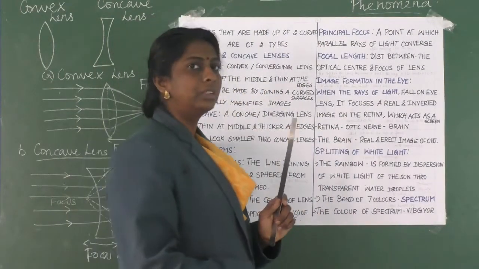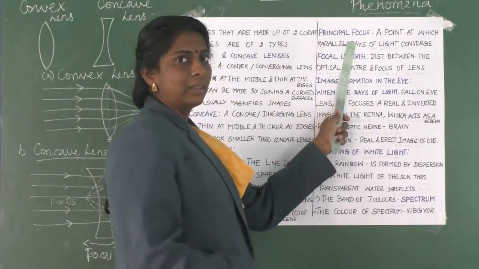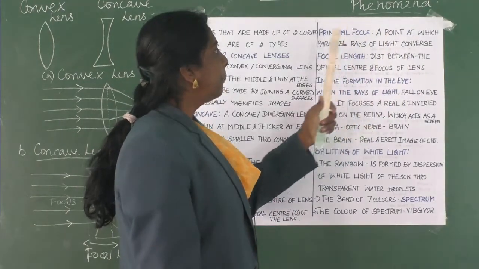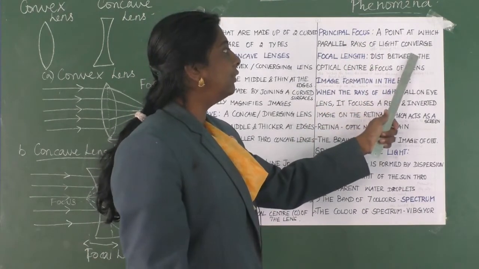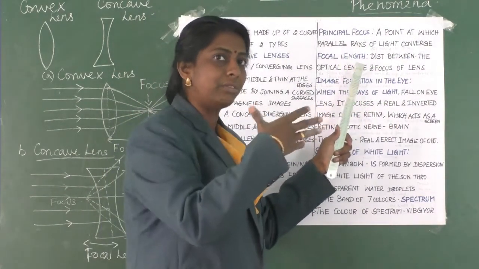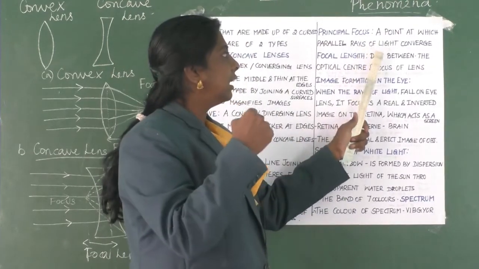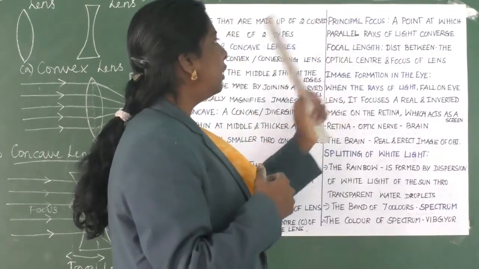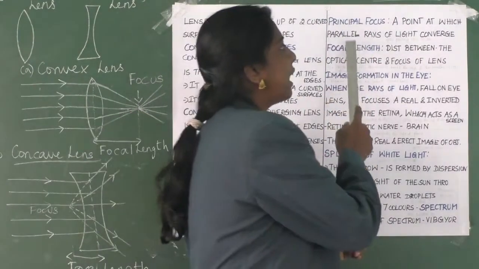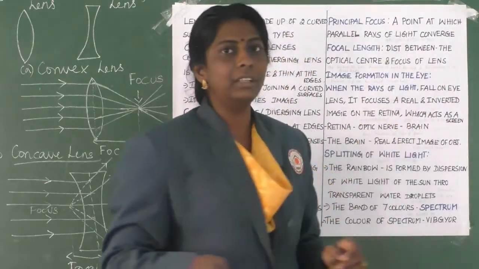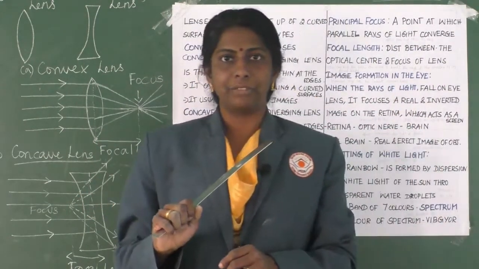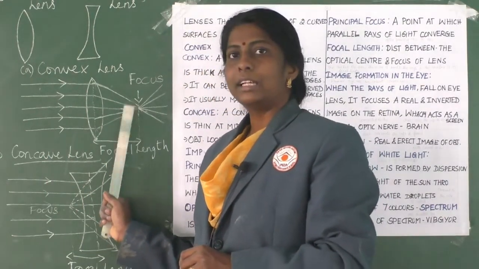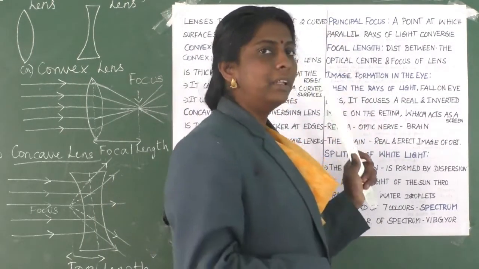Next thing is about principal focus. A point at which parallel rays of light converge after passing through the lens is said to be the principal focus. It converges here, so this is what is said to be the principal focus.